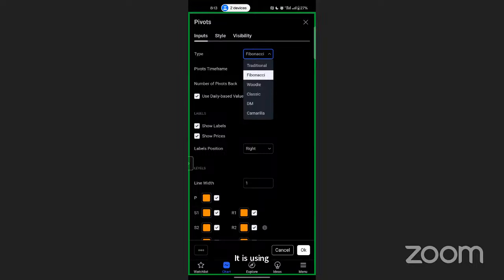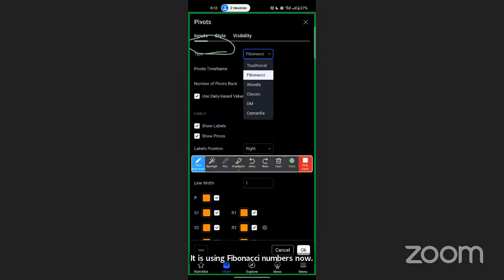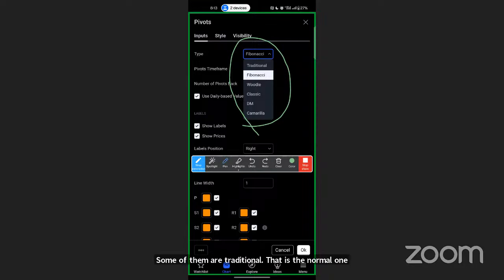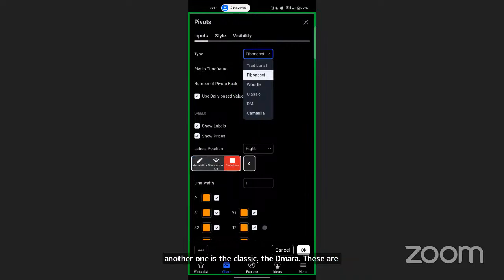Now, these pivot points were designed according to, can I call it, the founder of the pivot. Some of them are traditional, that is the normal one. Another one is the Fibonacci. Another one is the Woodie. Another one is the Classic, the DM, the Camarilla. These are just names of people who came up with different strategies.